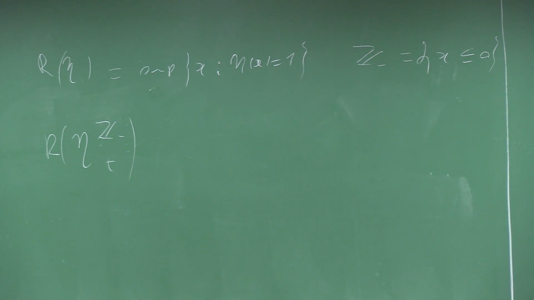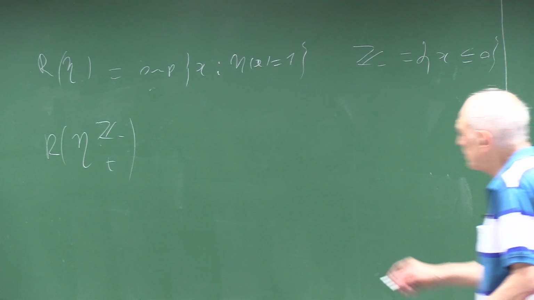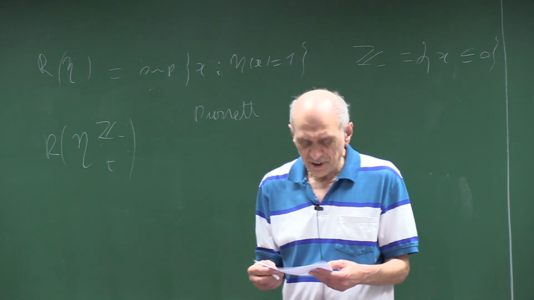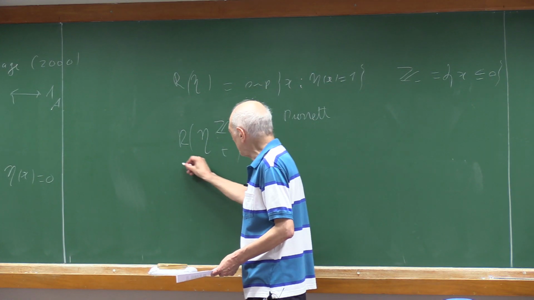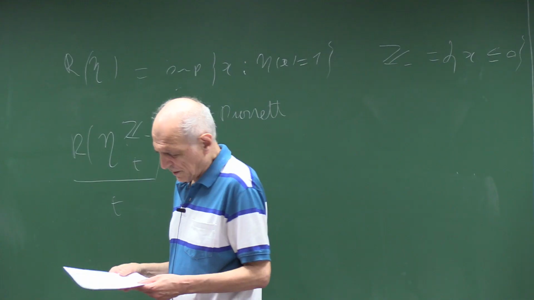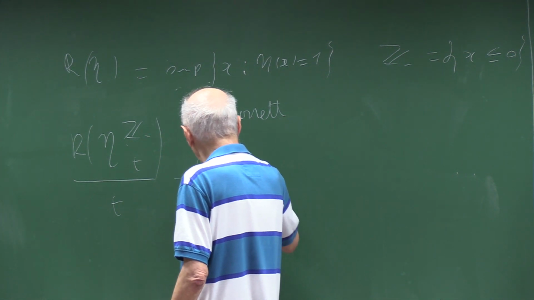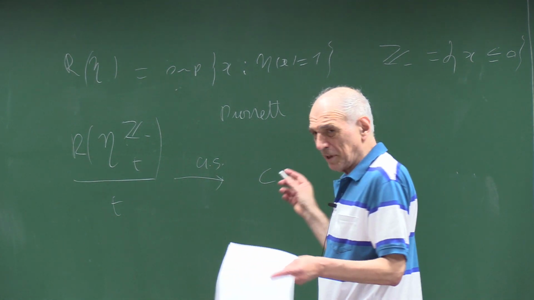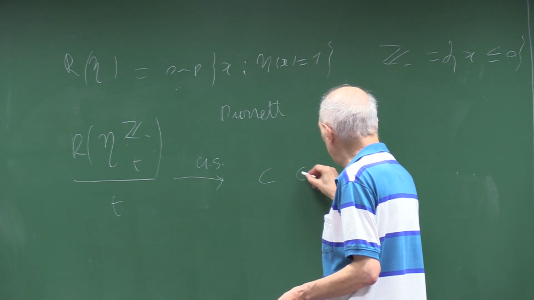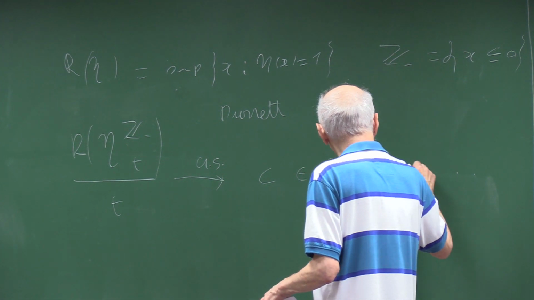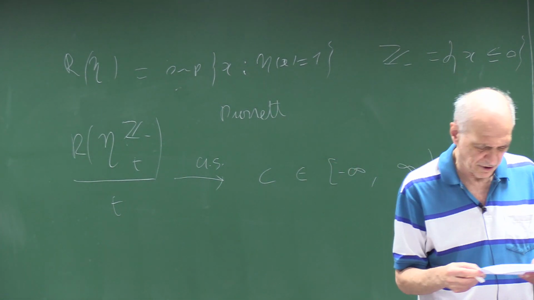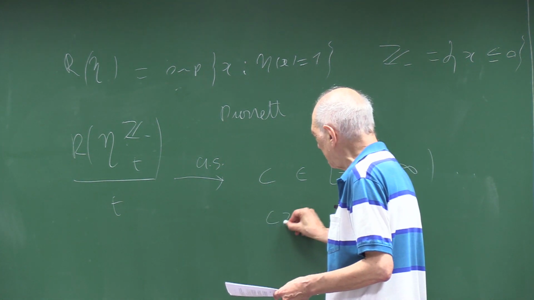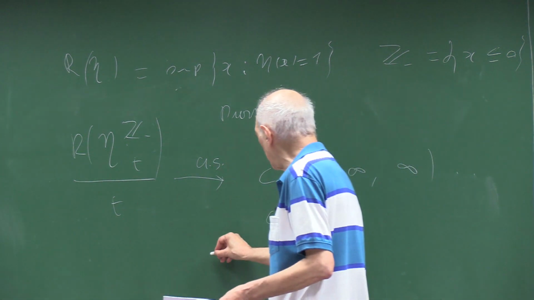There's an interesting result which is quite old, due to Rick Durrett, which says the following. If you look at this rightmost infected point at time t and you divide it by t, then this converges almost surely to a constant c. This constant is in the interval minus infinity to infinity, with a possibility of being equal to minus infinity. If this constant is not negative, then the convergence is also in L1.